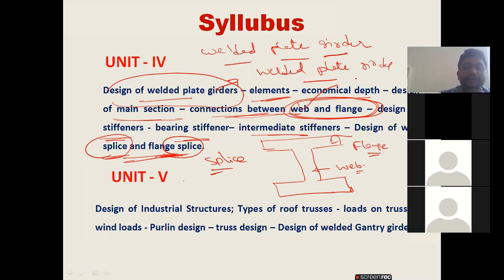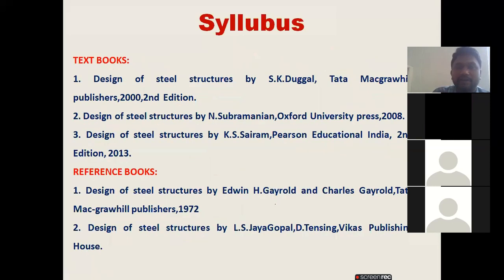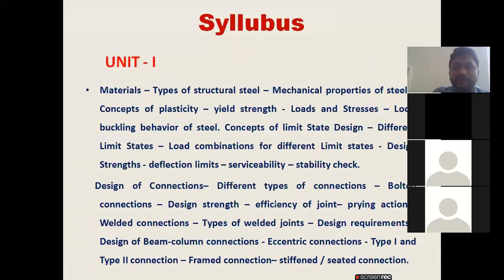And next thing is unit 5. It's the most important thing, as you people see in so many places, like roof truss. Okay, design of an industrial structure, that is the types of roof truss, loads on trusses, wind loads, purlin design, truss design, and design of welded gantry girder. Even they gave gantry girder also in unit 5. These are completely industrial structure design. So in unit 5, most probably the roof truss. However, I will show you exactly how the roof truss will be.